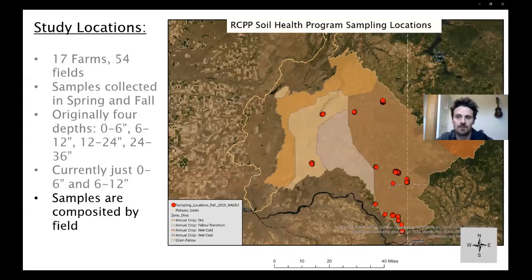Within each field, we randomly select sampling locations which are representative of the topography and of the different soil types out there. For each field, we composite the samples, and there could be up to 15 stabs taken per field, which are put together to make one sample and sent to the lab.